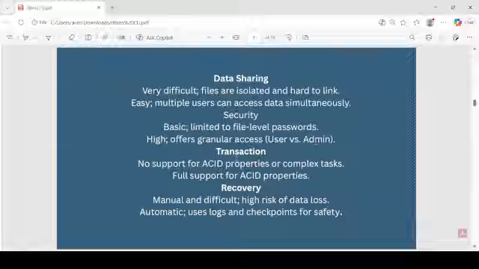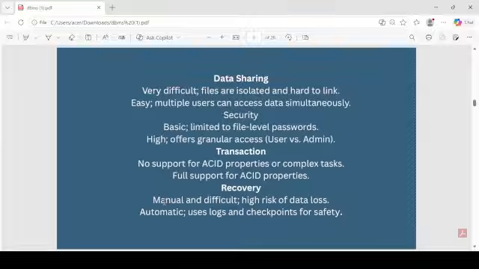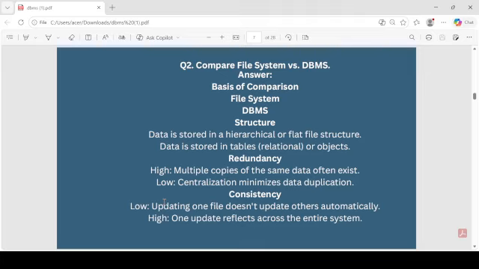The next one will be on the basis of transaction. A file system has no support for ACID properties or complex tasks, but a DBMS fully supports ACID properties, which allow transactions to be carried out successfully and securely. The last comparison will be on the basis of recovery. In a file system, recovery is manual and difficult, so there is a high risk of data loss, but in a DBMS it is automatic and uses logs and checkpoints for safety. So these are the differences, or comparison, between file system and DBMS.